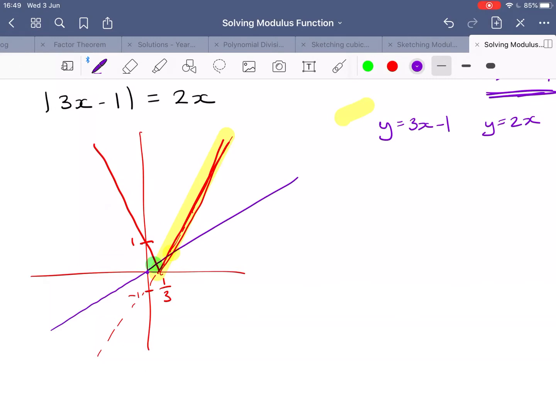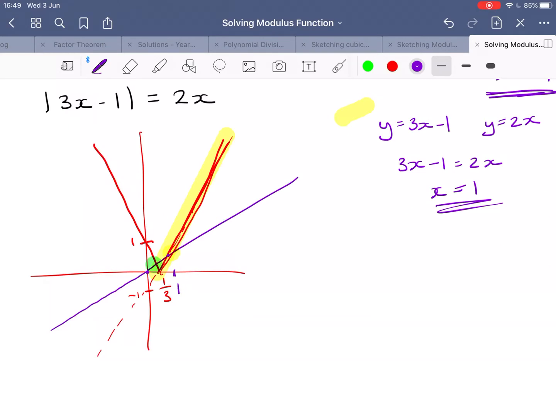So how do I solve where two lines intersect? I just make them equal to each other and they're in this form. So I can say 3x minus 1 equals 2x. So add 1 to both sides, take away 2x, and I get x equals 1 again. Okay, and again, if you look where it is, it's to the right hand side of where my modulus touches the x-axis. So actually a value of 1 looks a reasonable answer.